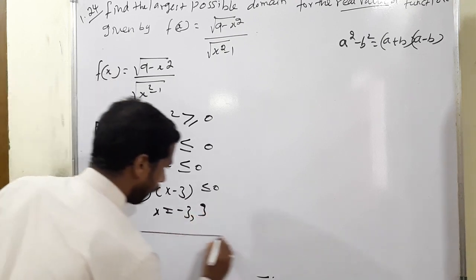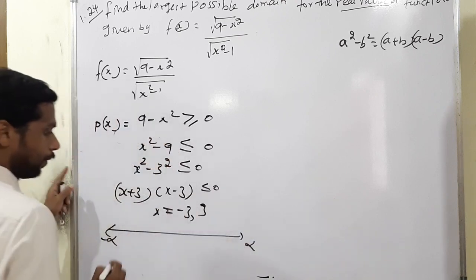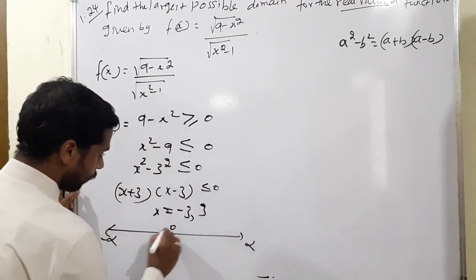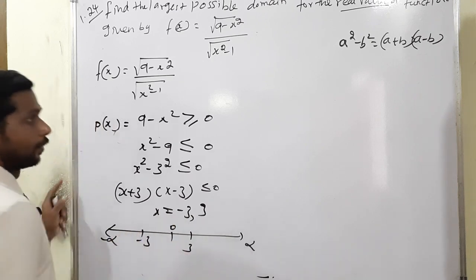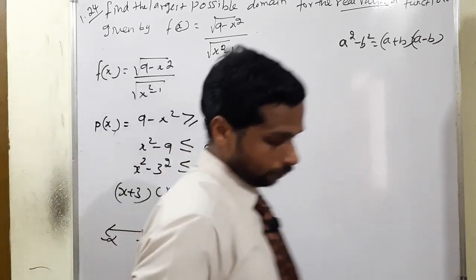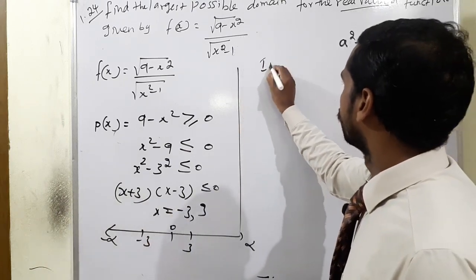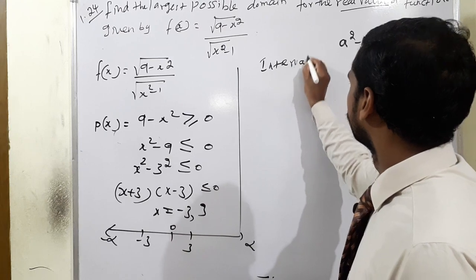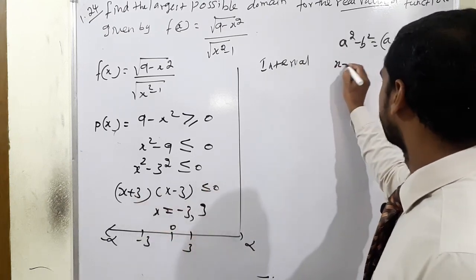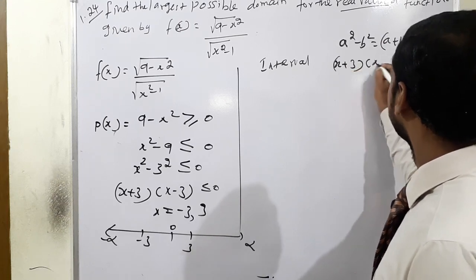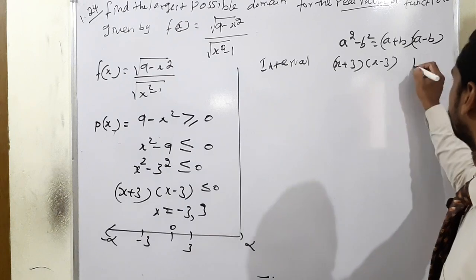Then take it on a number line. Minus infinity to positive infinity. Then center 0, minus 3 to positive 3. Now, make it in a table. In the table, the first column is the interval, the second is the output x plus 3 into x minus 3, and the last one is considered for p of x, isn't it?